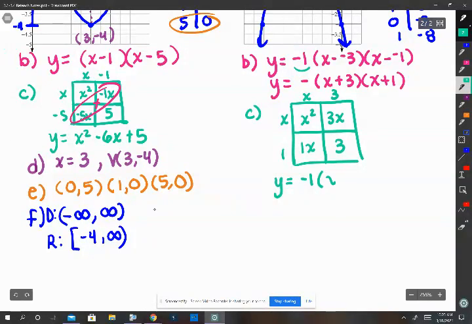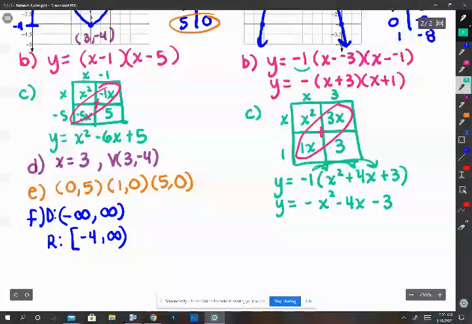And now I've got x squared. I'm going to combine these two because they're like terms. So that's going to give us the plus 4x in the middle plus 3. But now I'm going to take that -1 and distribute it to everything. So I'm going to go y is really equal to -x squared, -4x, -3.